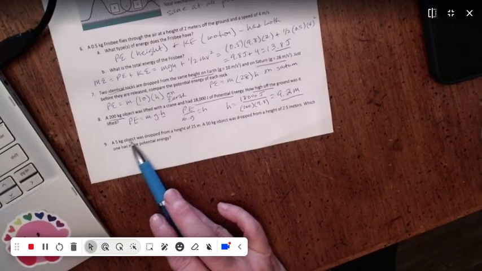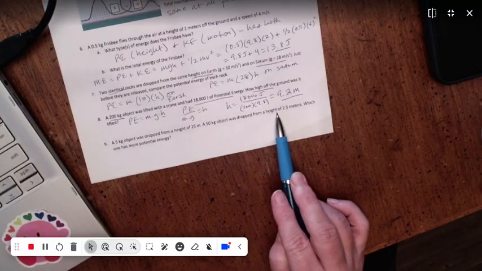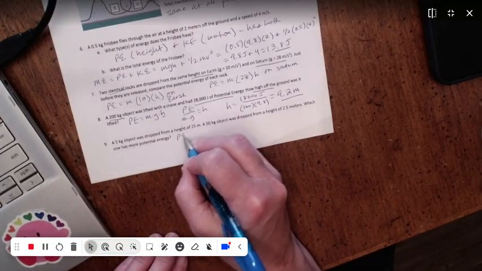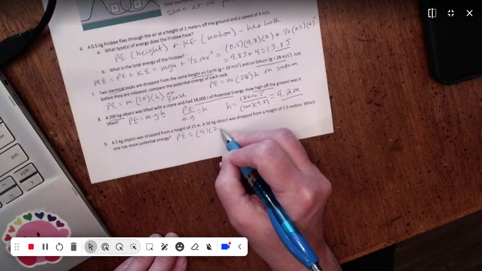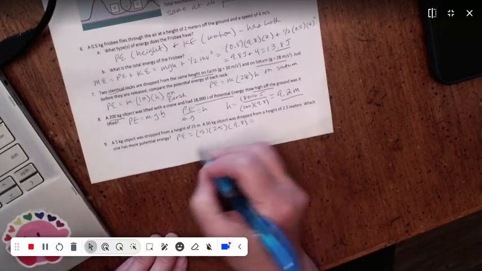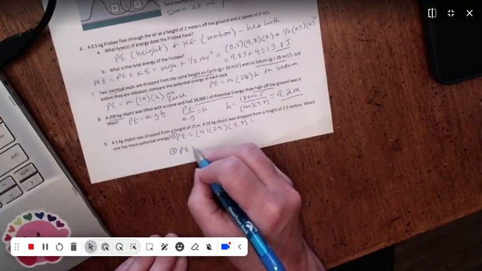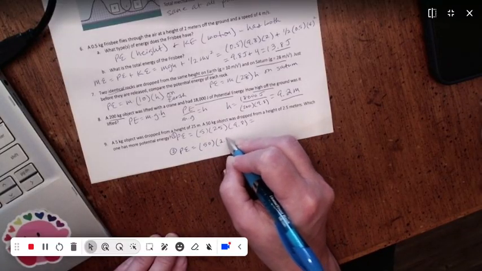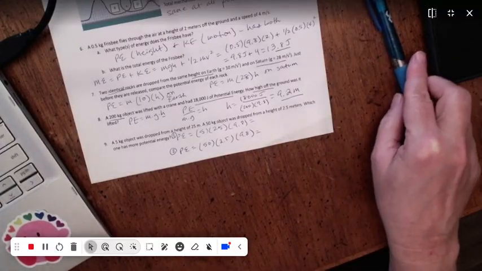Okay, a 5 kilogram object was dropped from a height of 25 meters. A 50 kilogram object was dropped from a height of 2.5 meters. Which one has more potential energy? Well, we'll do the potential energy for both of them. I've got my 5 kilogram object dropped from 25 meters, and then I've got to multiply that by 9.8. So that's my first object. I'll put a 1 there. And then my second object has 50 kilograms, but a lesser height. I feel like I might know the answer to this, but we'll calculate them.